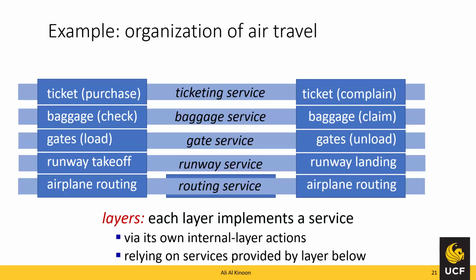Now, we said that each layer implements a service. The ticket layer is the ticket service. The baggage layer is the baggage service. The gates are responsible for the gate service. The runway takeoff is a service for the landing, and the airplane routing is the routing service, via its own internal layer actions, and relying on services provided by the layer below.